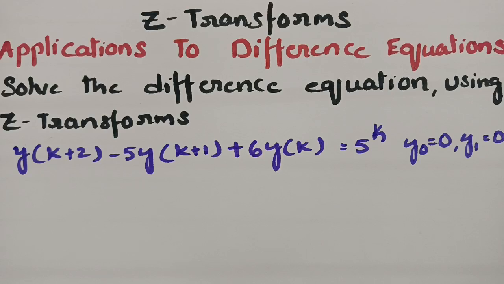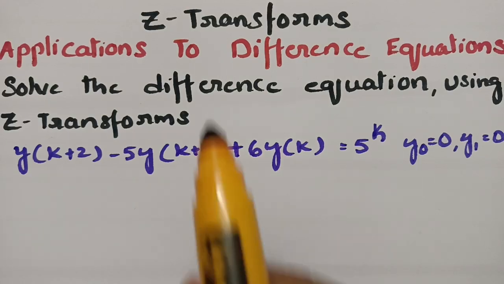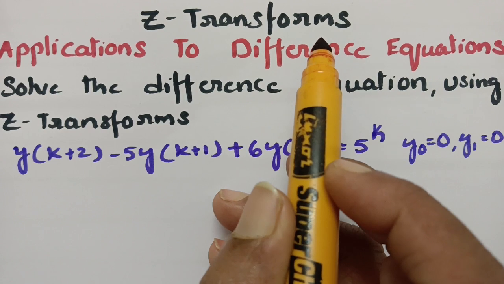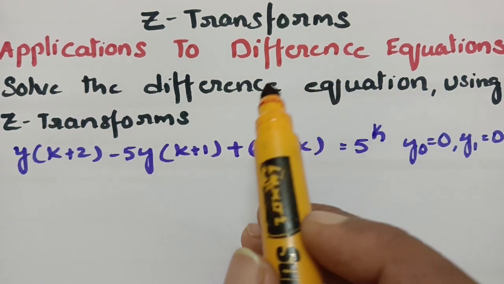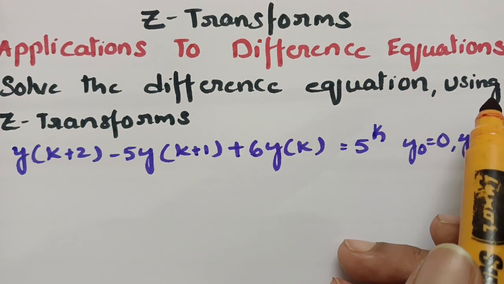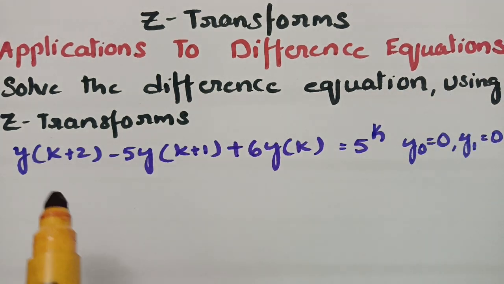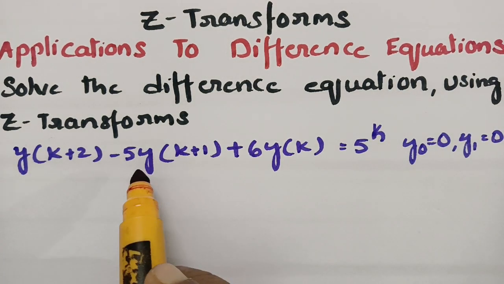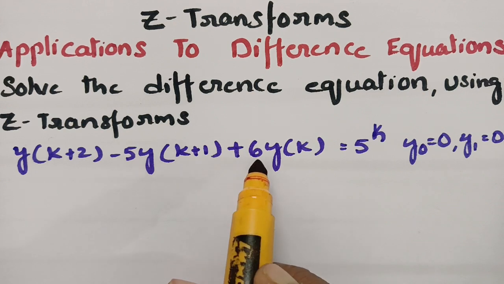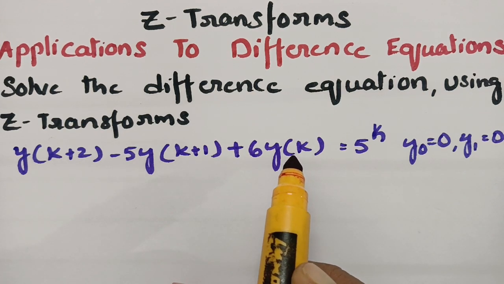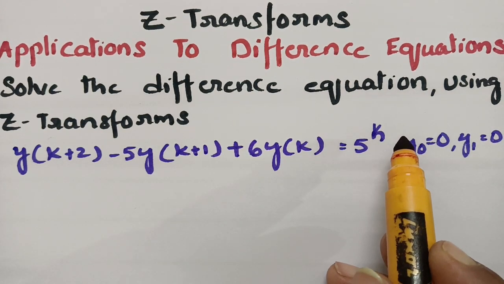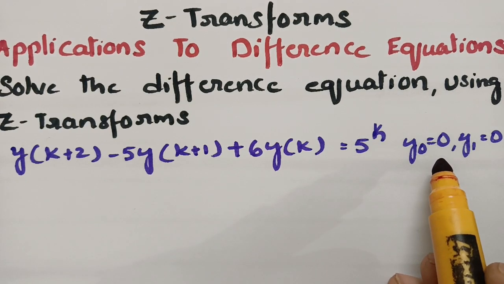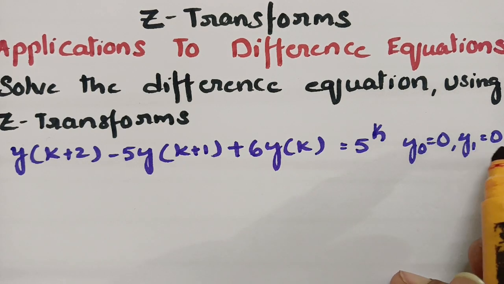Today's topic is applications to difference equations, and this topic is from Z transforms. In this video we are going to solve difference equations using Z transforms. That is, y(k+2) minus 5y(k+1) plus 6y(k) is equal to 5^k, where the given conditions are y(0) equals 0 and y(1) equals 0.